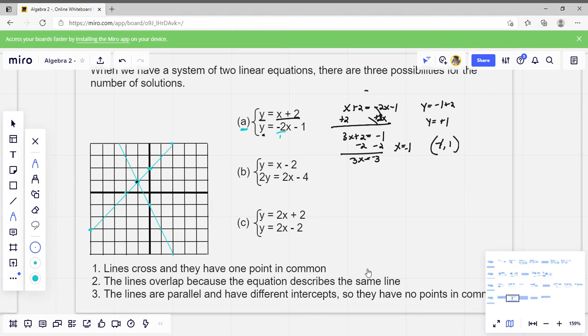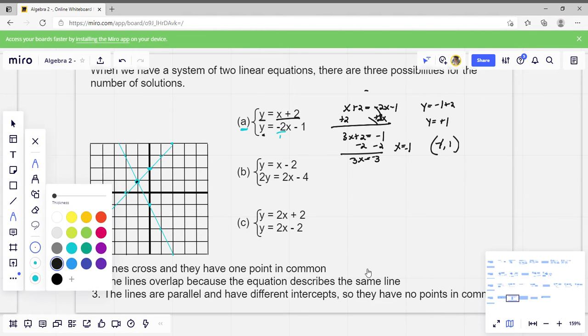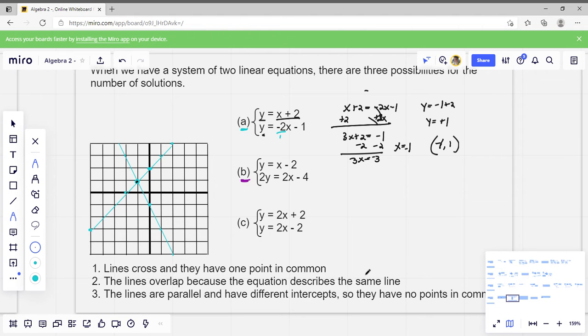Alright, let's try this next one. So this one is, we're going to change colors here. y equals x minus 2. So that means we go down 2. And then we go 1 over 1. So there, there, there, there, like that.